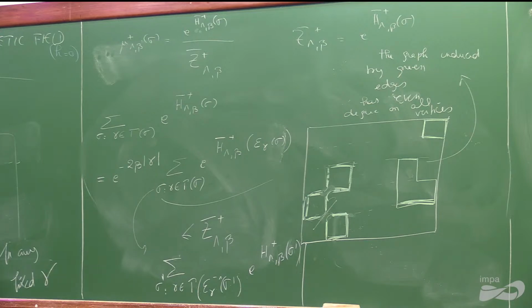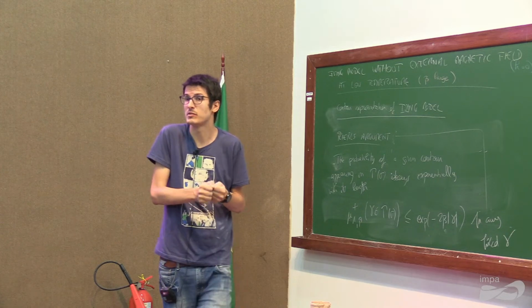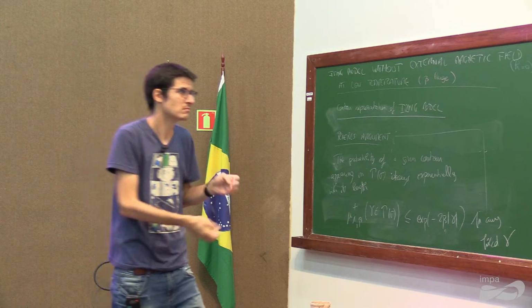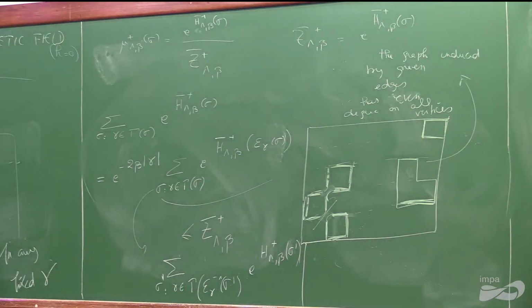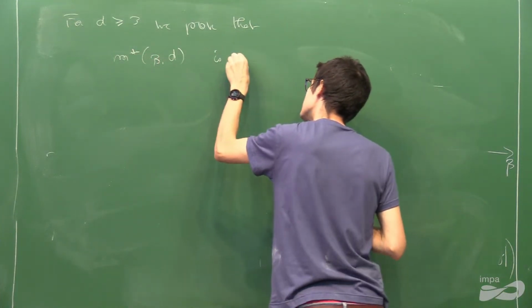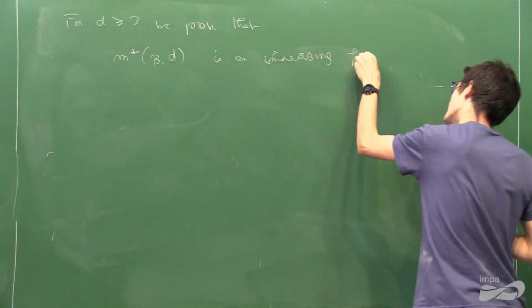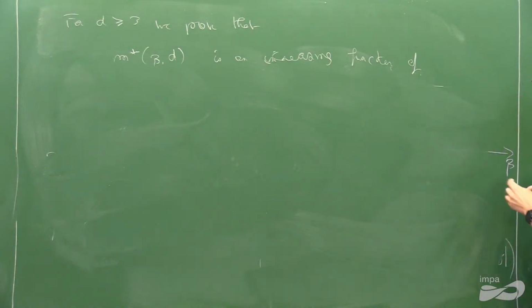well, if you fix beta, and you look at the magnetization as a function of the dimension, then it increases with the dimension. So if you prove that it's positive in dimension 2, then it's positive for every dimension. Okay, so for d larger than 3, we prove that m star beta d is an increasing function of d.